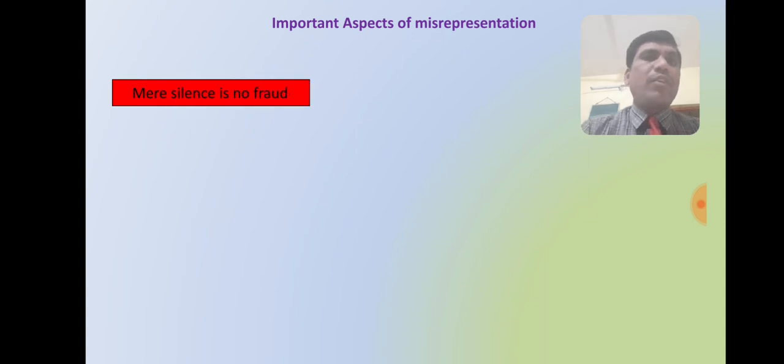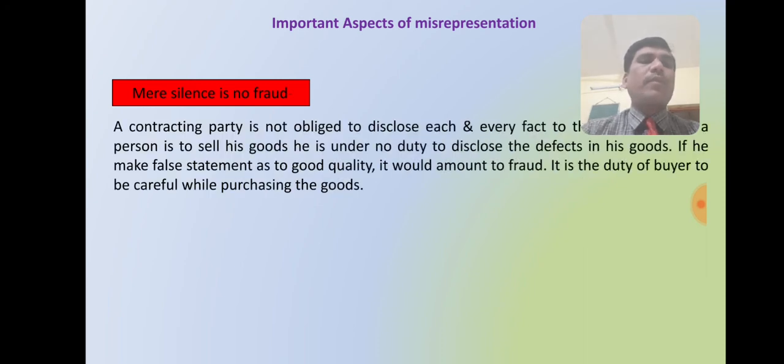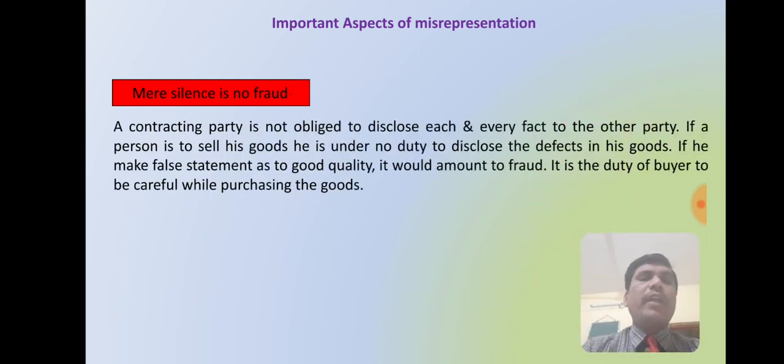Important aspects of misrepresentation. Mere silence is no fraud. A contracting party is not obliged to disclose each and every fact to the other party. If a person is to sell his goods, he is under no duty to disclose the defects in his goods. If he makes a false statement as to the goods' quality, it would amount to fraud. It is the duty of the buyer to be careful while purchasing the goods. So every time, friends, it is not the duty of the person who is selling the things.